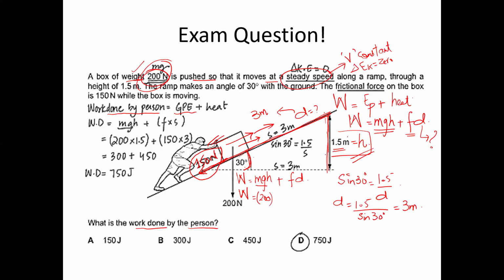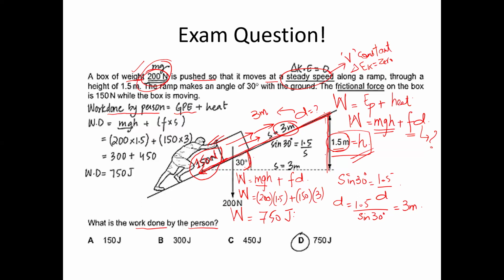Vertical height will be equal to what? 1.5, plus what is the frictional force? 150, and how much distance has been covered? 3 meters. Multiplying all of them, we get an answer equivalent to 750 joules. Is this understandable?